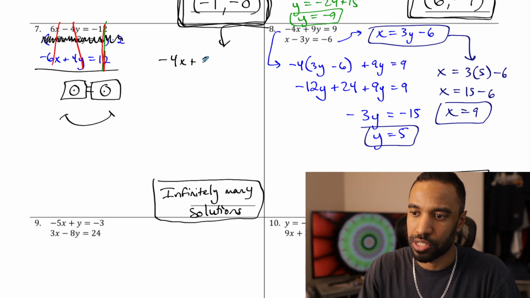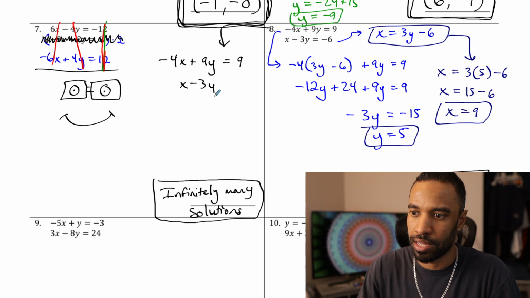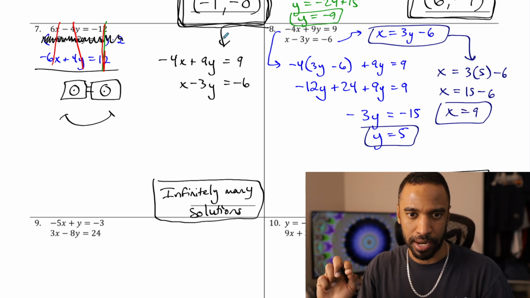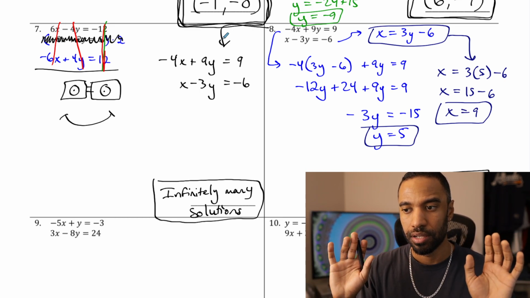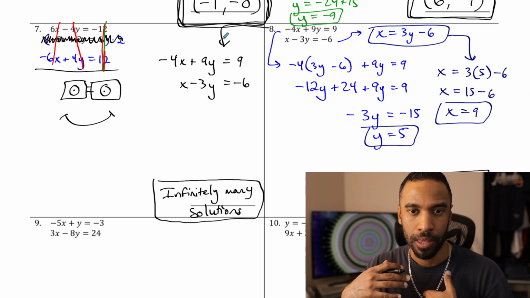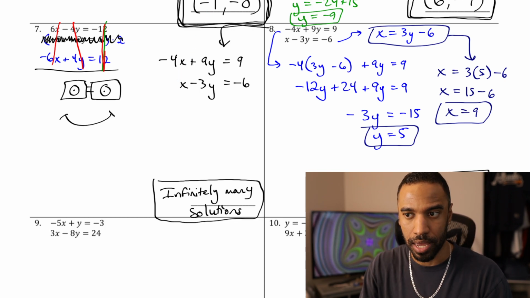Negative 4x plus 9y equals 9, and x minus 3y equals negative 6. Now, this is not a way that you would generally do the elimination method, but let me show you this alternative, because either variable is really quick to eliminate in my eyes here. I'm going to do this two different ways, and I'm going to erase the other way after I show it, so I hope you're okay with that.